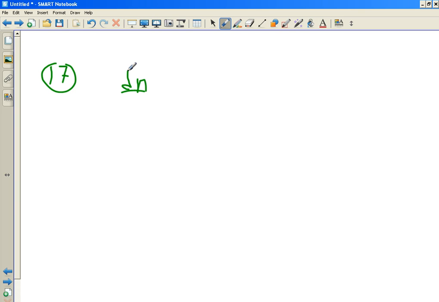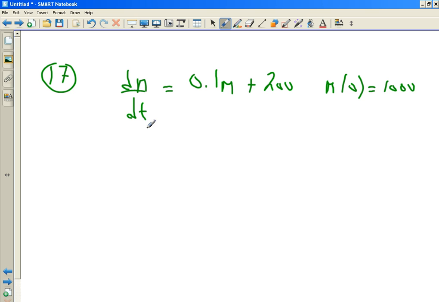dm dt, this could be like money over time or something, equals 0.1 m plus 200. And your initial condition is m at time 0 is $1,000 or something, whatever it is. Can you solve for m as a function of t? Well, this is easy to separate, isn't it? How would you separate this? Divide by this to get the m's with the m's, and multiply by this to get the t's out of the way. So dm over 0.1 m plus 200 is equal to dt.